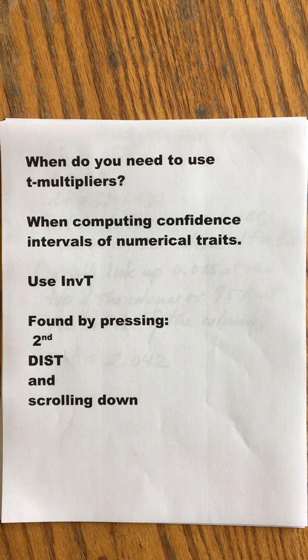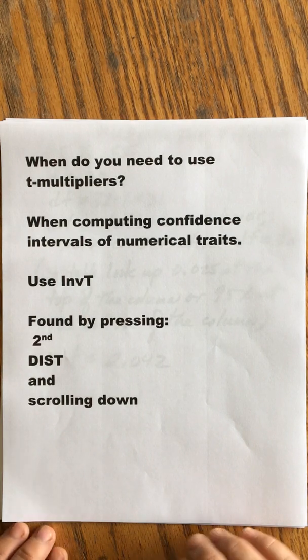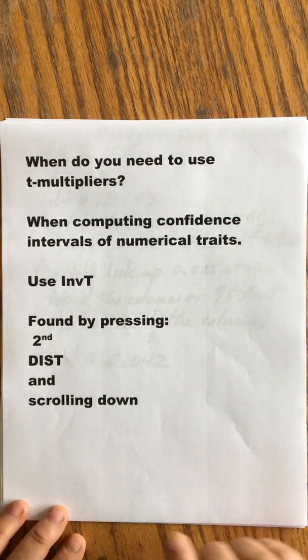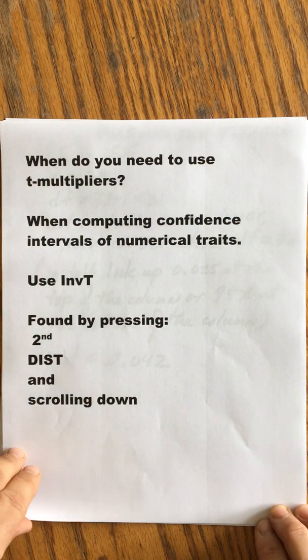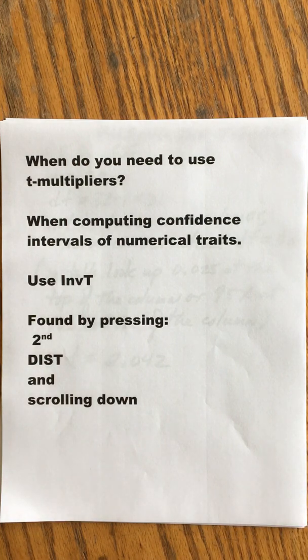So when is it that you need to mess with the table, or in this case, find the t-multiplier? When you're finding a confidence interval, and we're only looking here at confidence intervals of numerical traits. That's why the t-table got complicated. So what do you use? You're going to use invT, and where do you find it? In the same place you found invNorm, or normalcdf, or tcdf, same location. Find it by pressing second, distribution to access DISTR, and then scroll down and find it.